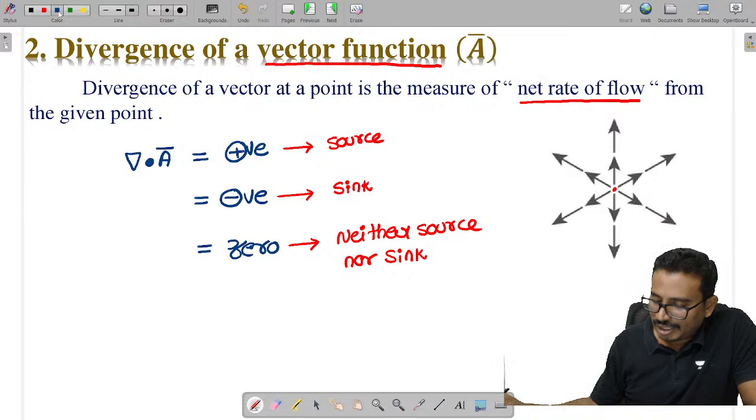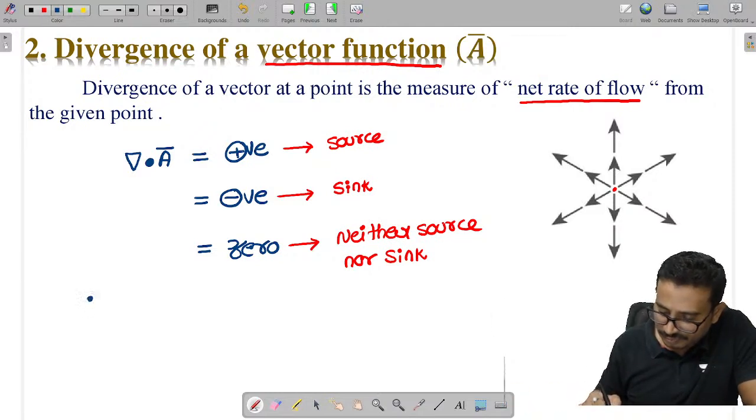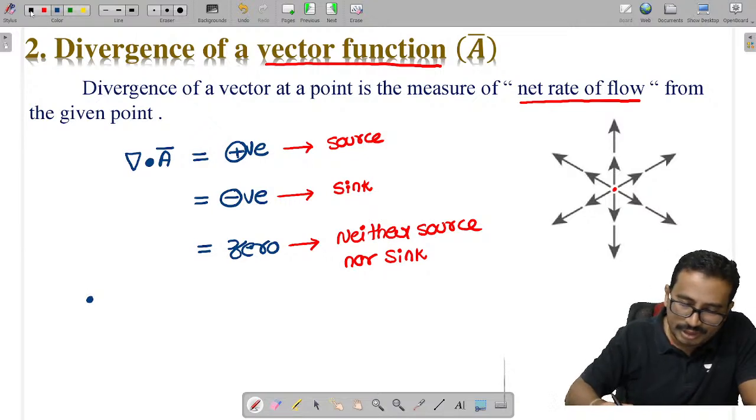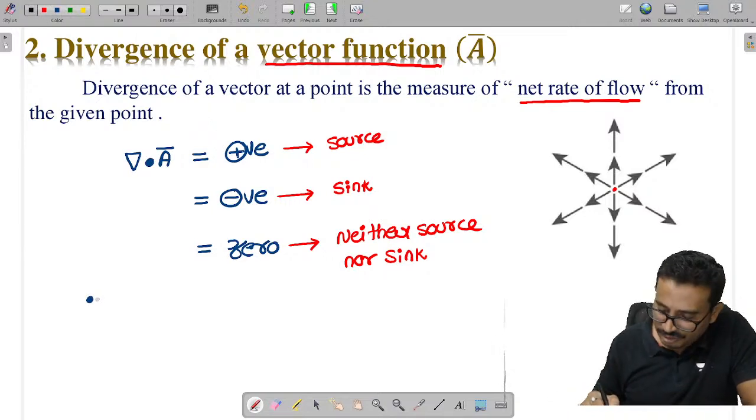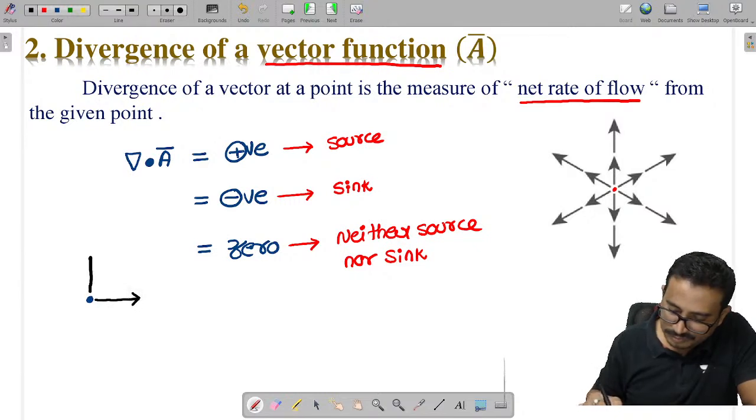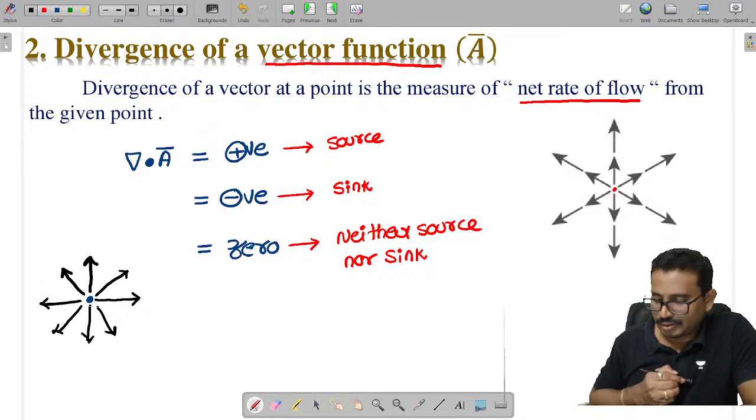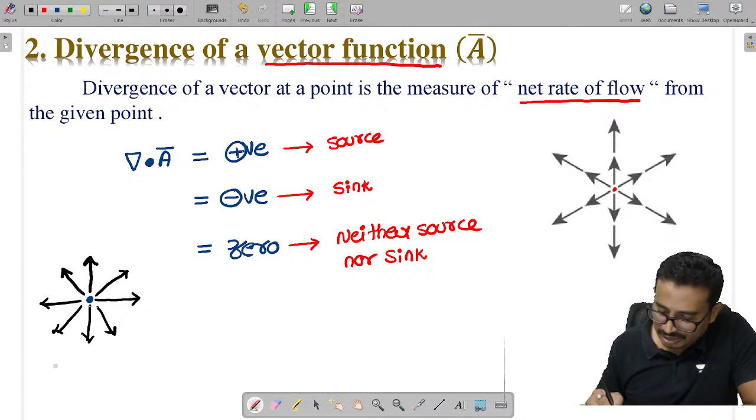Right. Now let us consider some scenarios. I have taken this point here, and from this point the field lines are like this. Now you tell me what I can say in this case. The field lines are like this. Can you tell me the divergence at this point here?